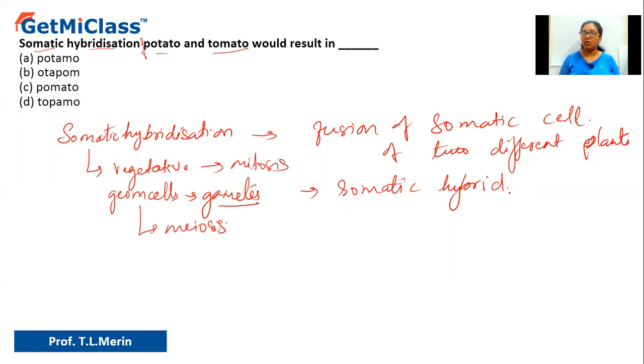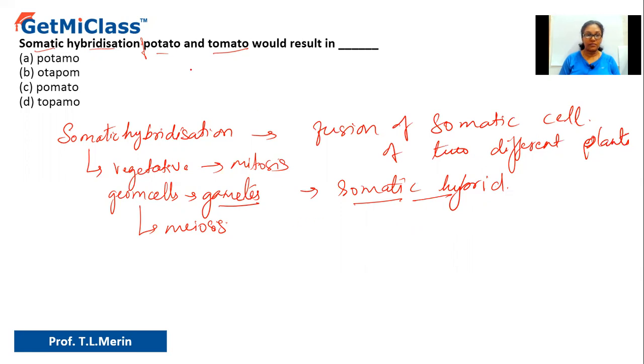Now how is this somatic hybrid able to have characteristics of both the parents? Where are the characteristics coming from? They are coming from the genes, and hence we use the somatic cells of two different plants. When we fuse them, even the nucleus also gets fused, right? The nuclei of both the parental cells will get fused. So let us see how this happens.